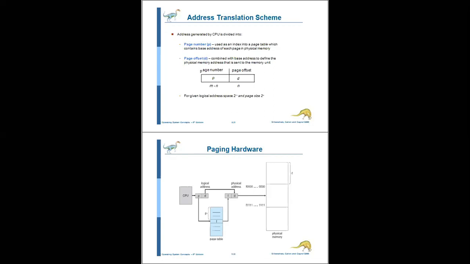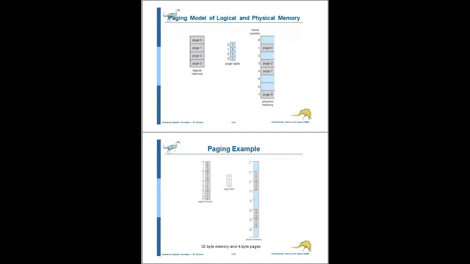So this is the paging hardware. Every address is generated by the CPU, as page number and offset. The logical address is page number plus offset. The physical address is frame number plus offset. A page of the logical address is stored in the page table, and by using these frames, it can be stored in the physical memory.